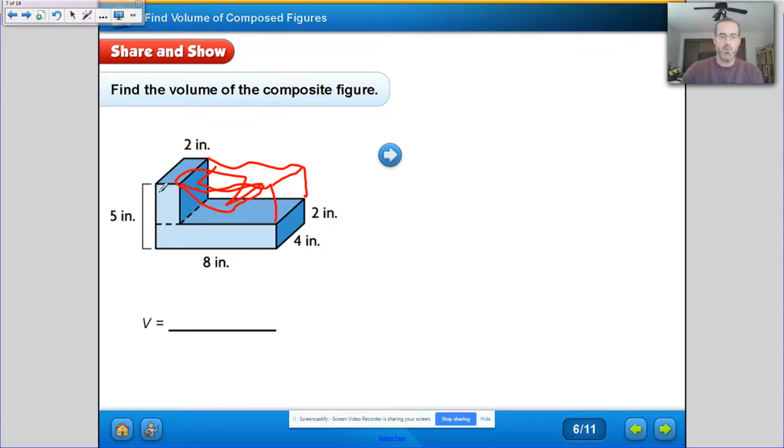Overall it's 5 for the height, 8 for the width, and then we got 5 by 8 by 4. 5 times 8 is 40. 40 times 4, 4 times 4 is 16, 160. So the total volume of this figure would be 160.